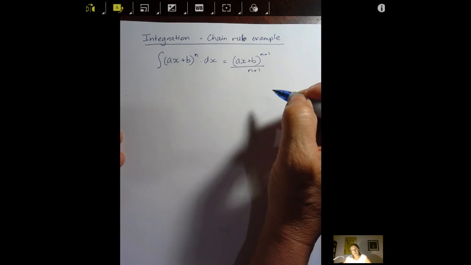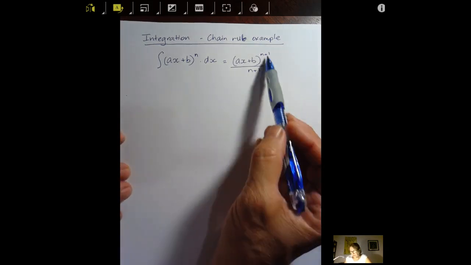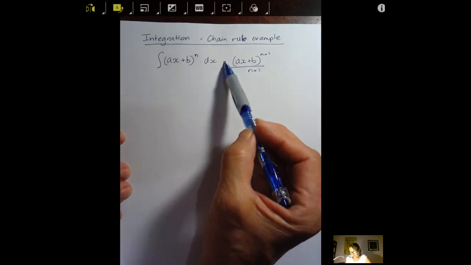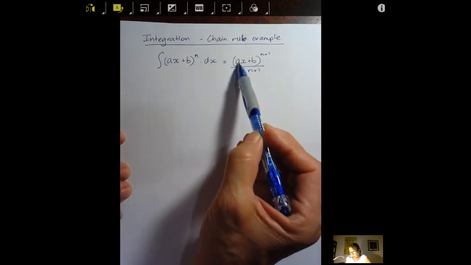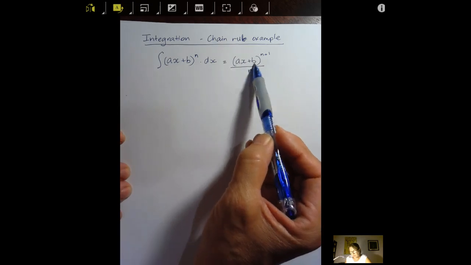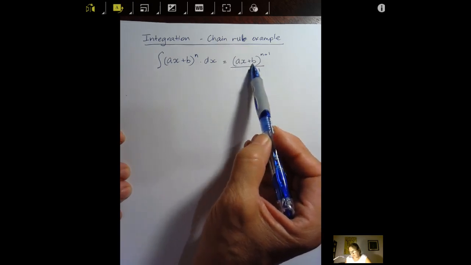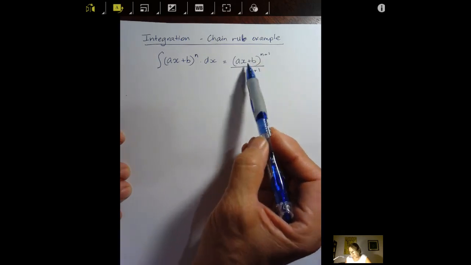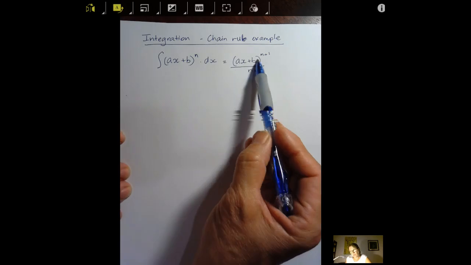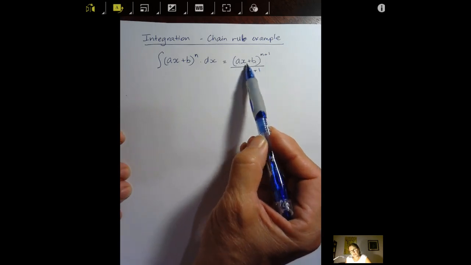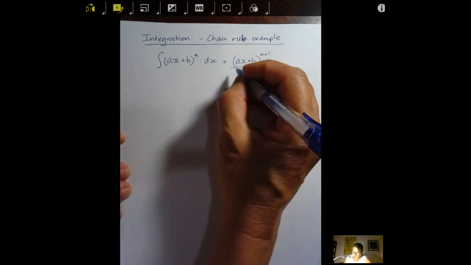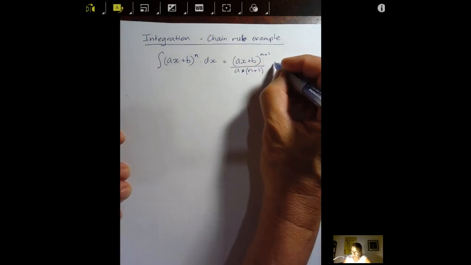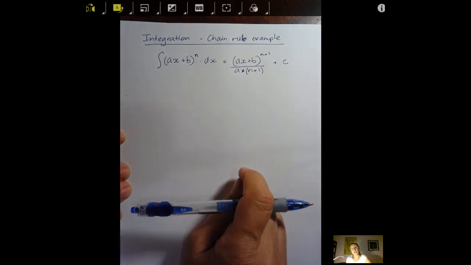plus 1. If I was differentiating this, which would get me back to there, I would multiply it by that n plus 1, reduce the power to n, but I'd also multiply it by the derivative of whatever's inside the brackets. Therefore, just as I've divided it by my power, I need to also divide it by the derivative of whatever's inside the brackets. The derivative of ax plus b is going to be a. So a times n plus 1, and I don't forget to put my constant on at the end.